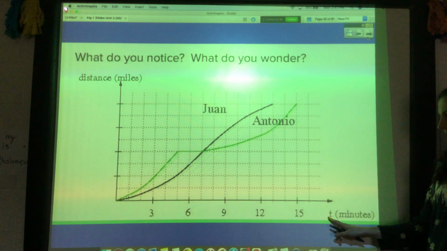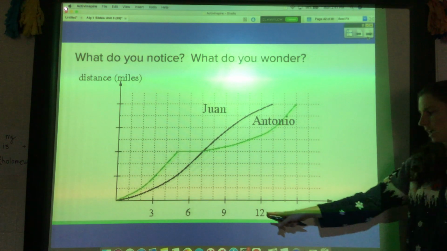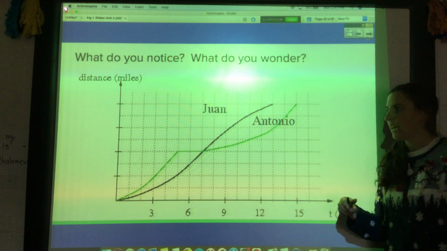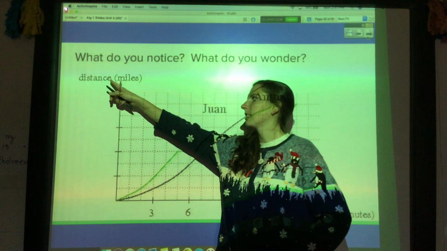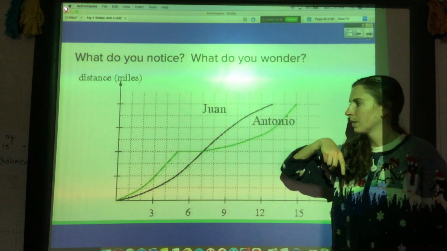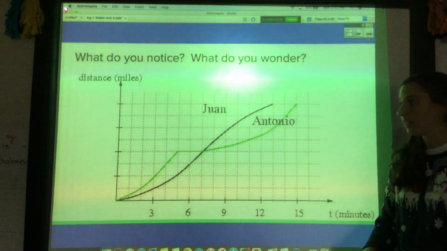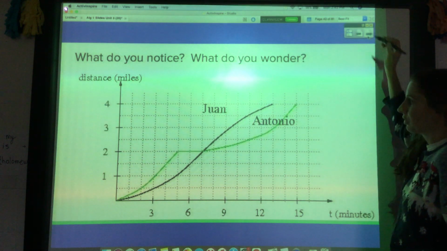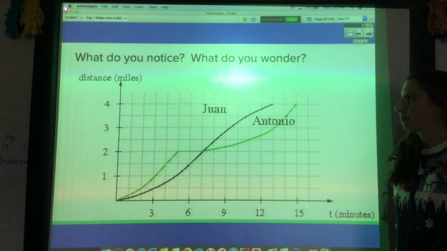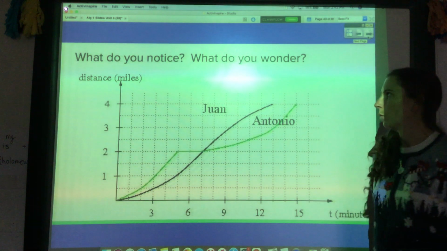So it tells us this is time in minutes. This is how much time has passed. And it says that this is distance in miles. So you may be wondering, how far did they get? So here's a little more information for you. Now what do you notice or wonder?